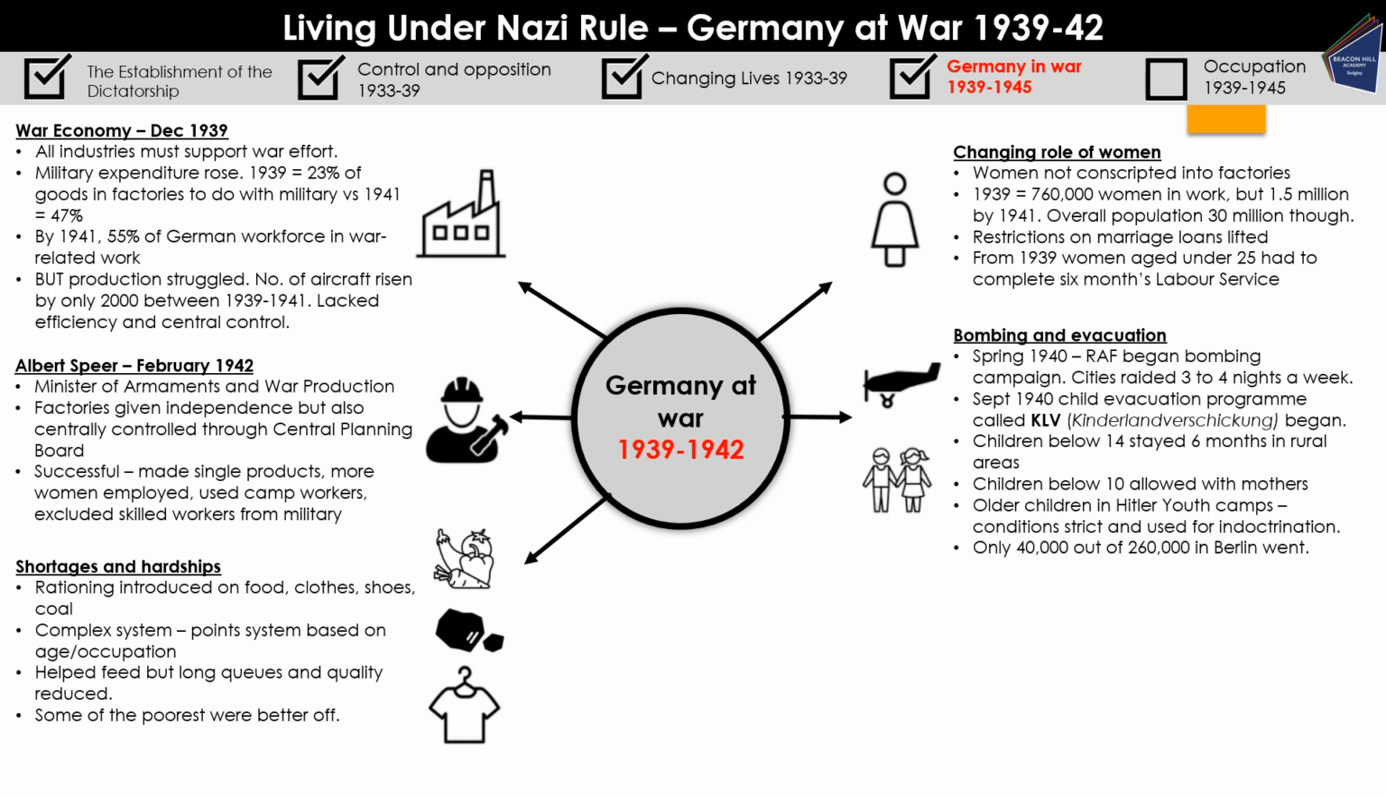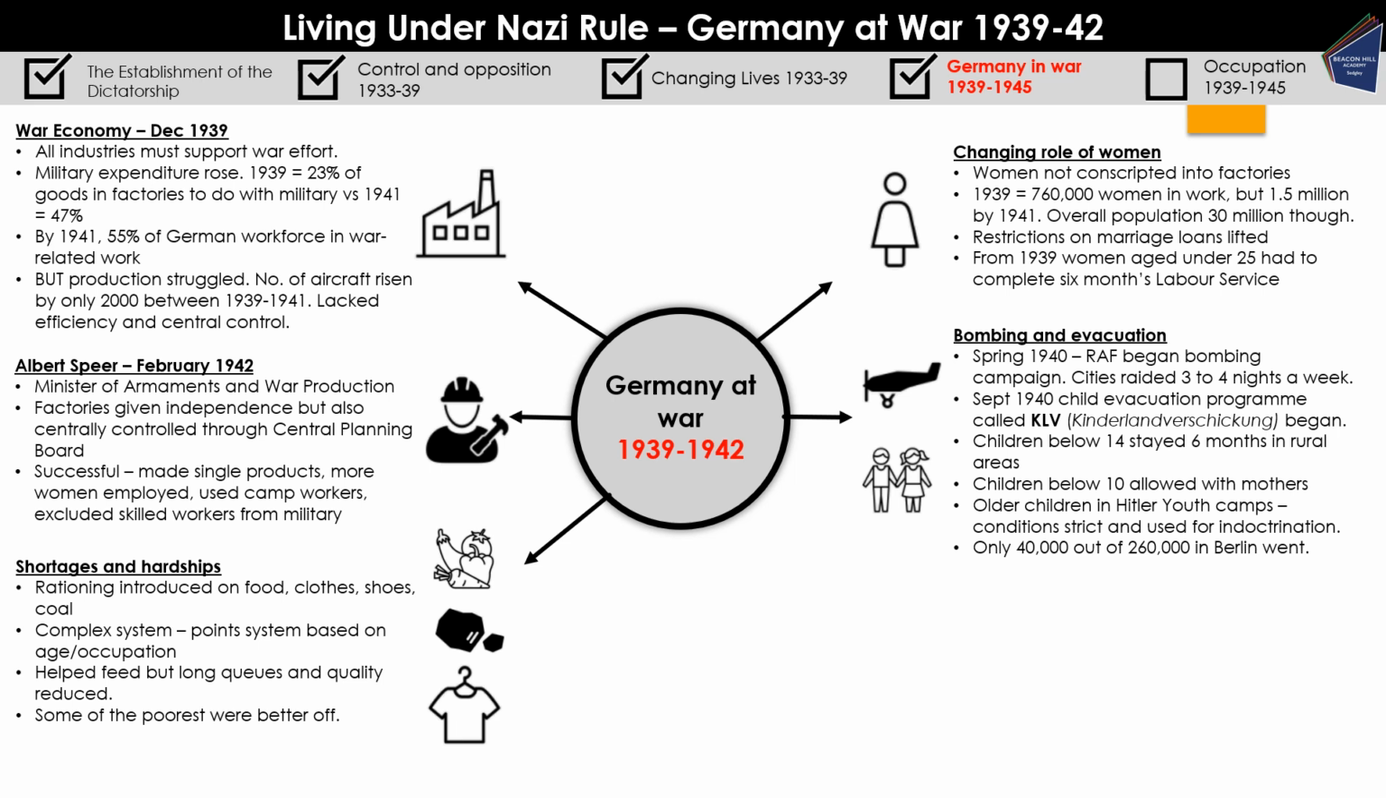In terms of bombing and evacuation, in spring 1940, the Royal Air Force, or the RAF, from Britain began a bombing campaign, and cities were raided 3 to 4 nights a week, so the German population really would have felt the negative impact of the war at this point. From September 1940, as a result of the cities being targeted, we had the child evacuation programme called the KLV, which began. This was not very popular.